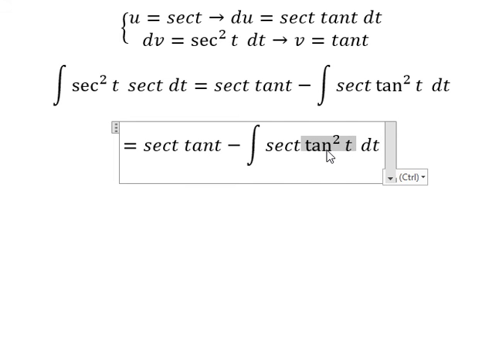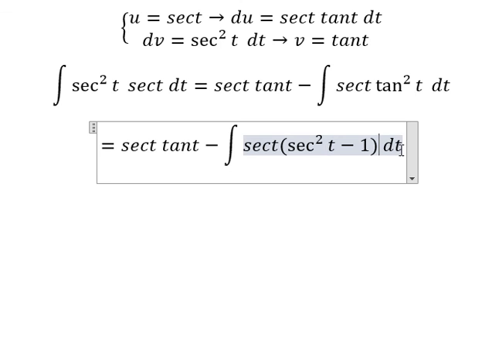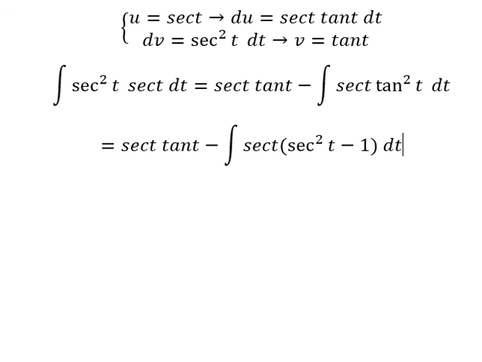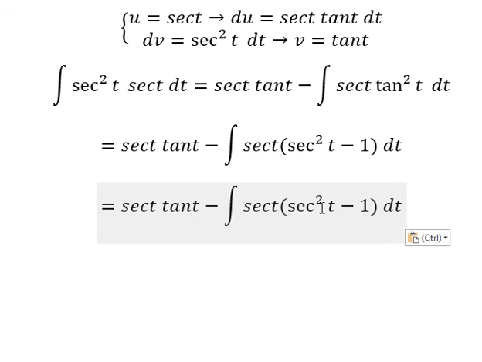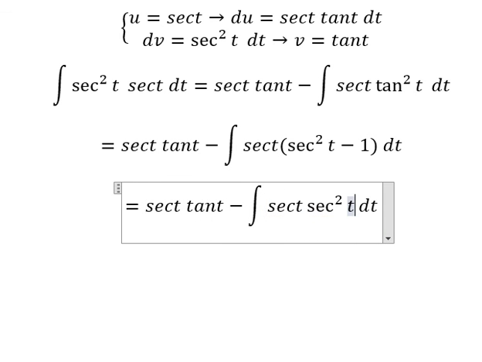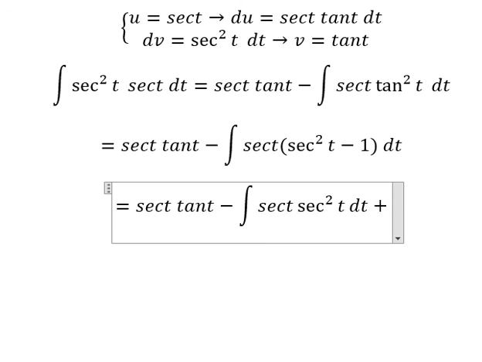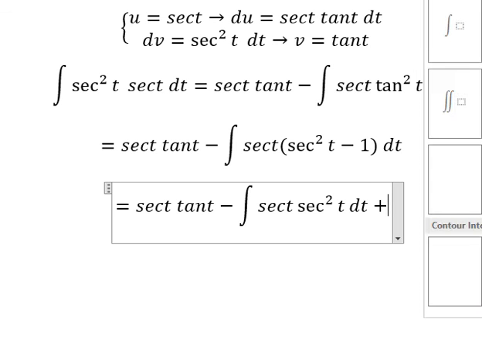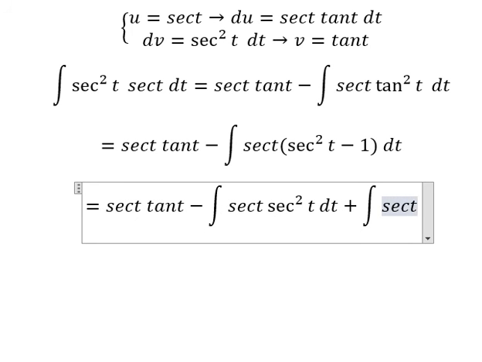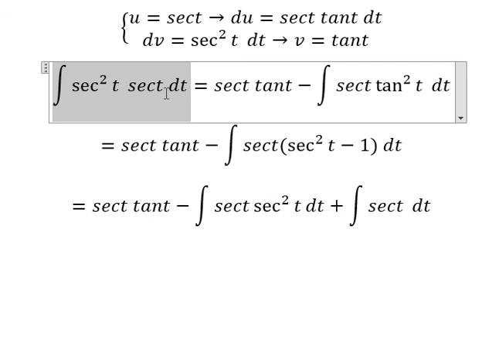About tan t square, we change into secant of t square minus 1. So we have secant of t multiplied by secant of t square and negative number 1. Because we have the negative sign here, negative with negative in here, you got positive. And we have the integration of secant of t dt. And we know that everything in here equals to this one.